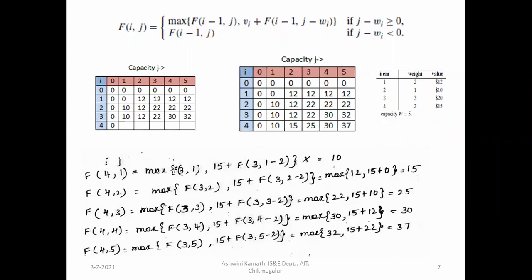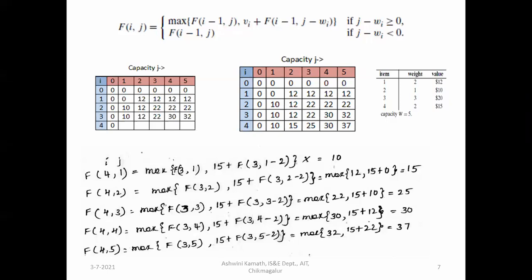Okay, so this is the final table for the knapsack problem using dynamic programming. So here the maximum profit assigned will be 37. So let us see now, using this table we have to check which items are included in the knapsack, right?